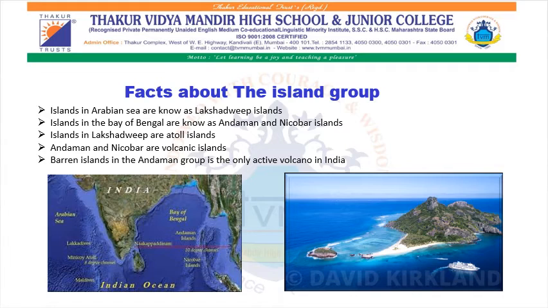Here in this map, you are able to see the islands in the Arabian Sea as well as the islands in the Bay of Bengal. Now, the islands in the Arabian Sea are known as the Lakshadweep Islands. The islands in the Bay of Bengal are called the Andaman and Nicobar Islands. The Lakshadweep islands are atoll islands, and the Andaman and Nicobar islands are volcanic islands. Barren Island in the Andaman group has the only active volcano found in India.